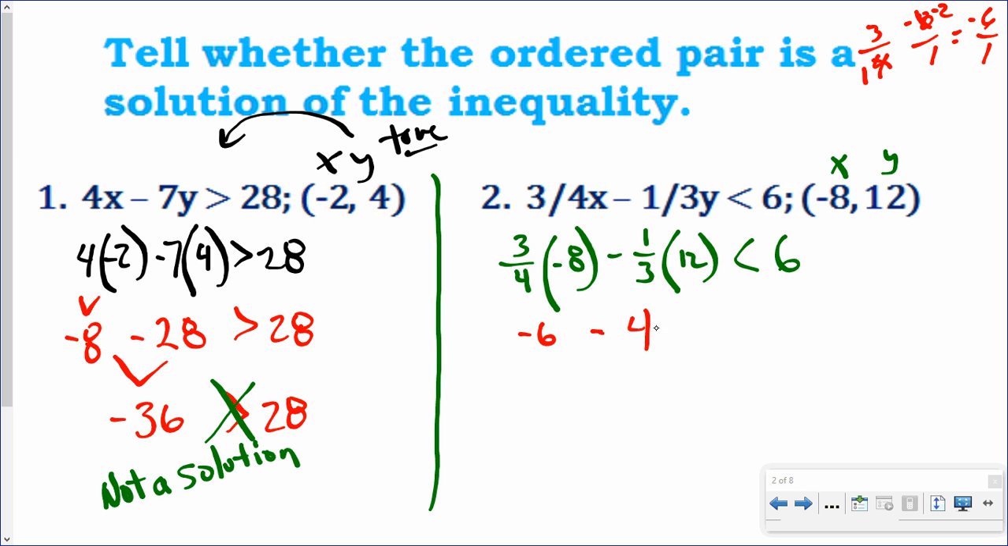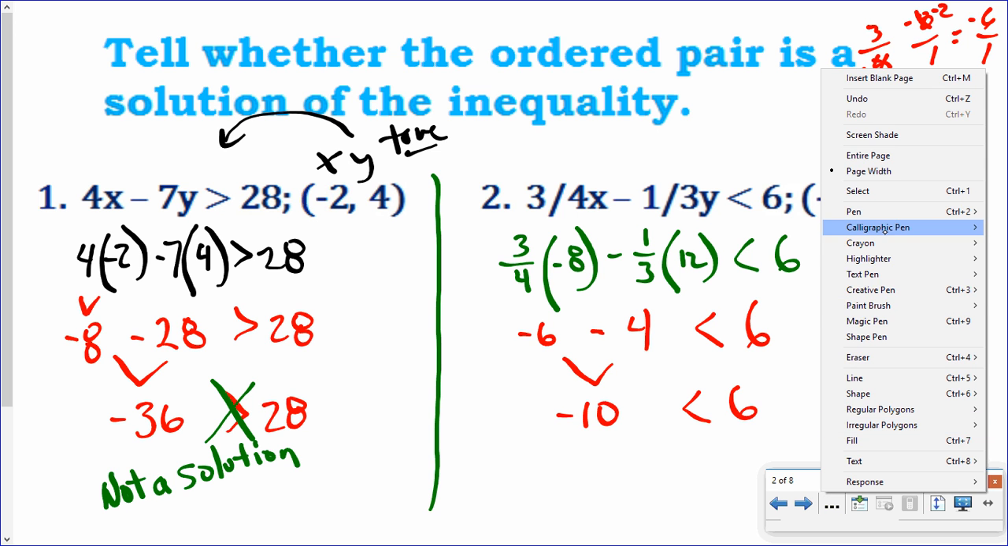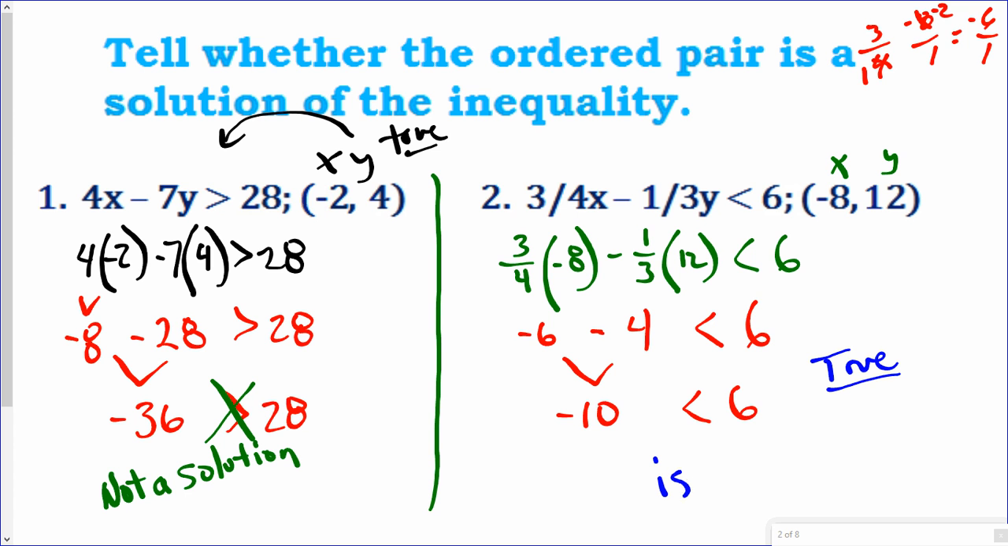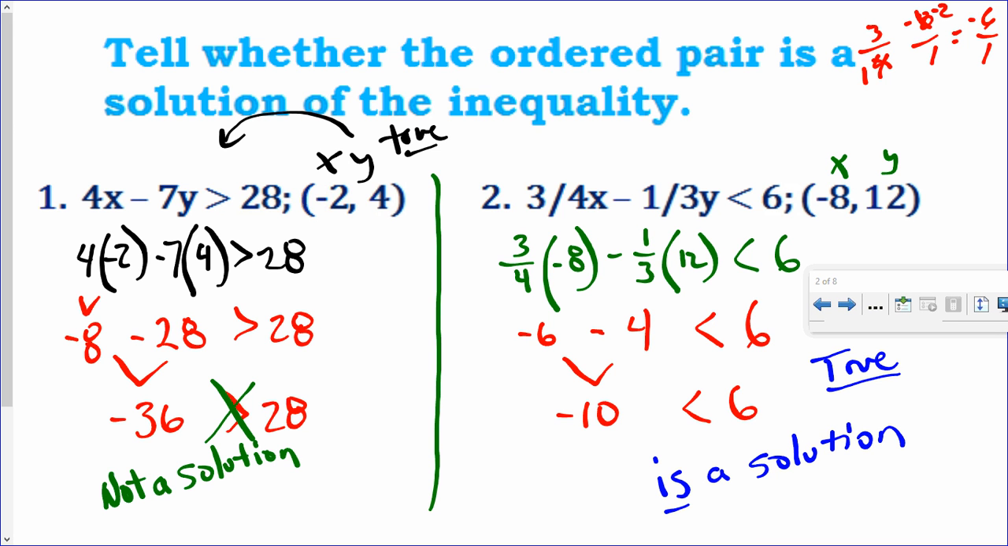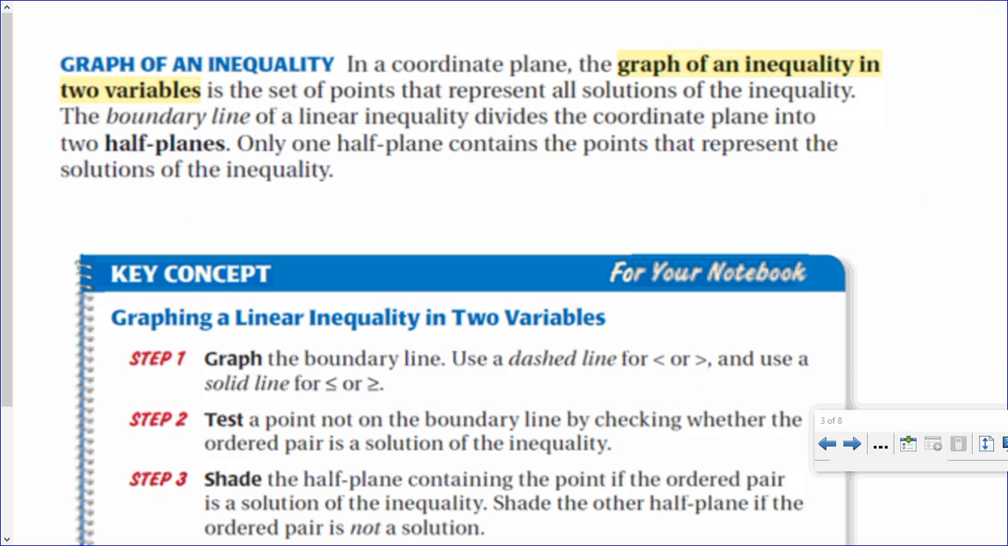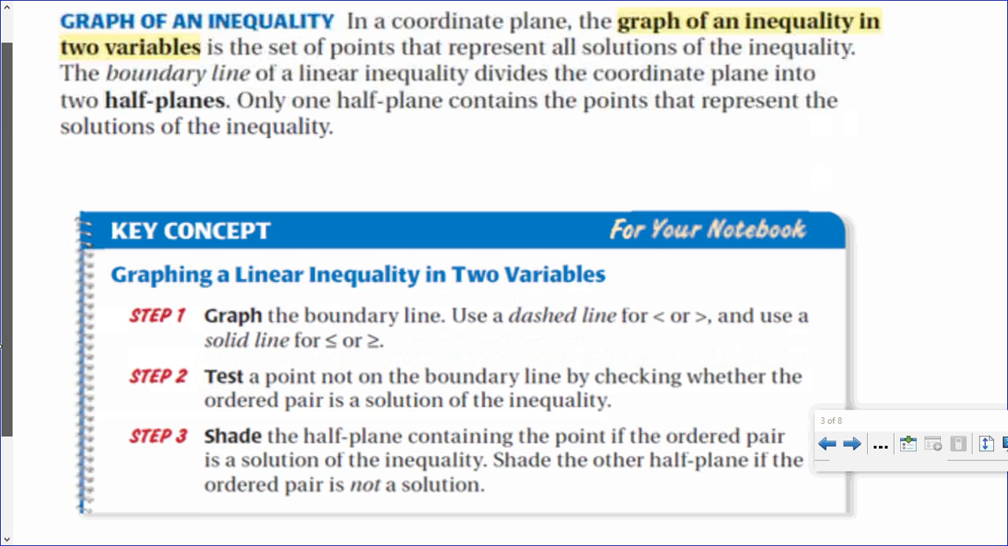So I got a -6 minus 4 is going to be less than 6. When I combine these, -6 minus 4, that makes a -10. Is that less than 6? Well, yes, of course it is. So I say, yes, that's true. So yes, it is a solution. So far, it's not that hard, right? We're solving it just like we would our regular equation. But in this slide, we want to make sure and provide the information you need.